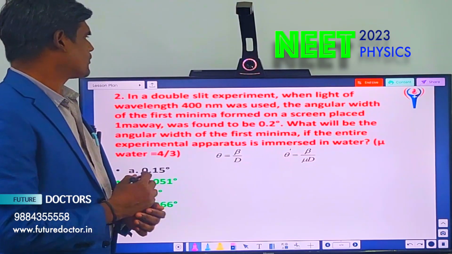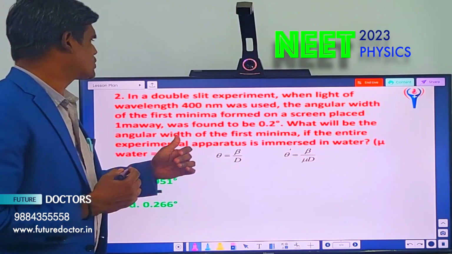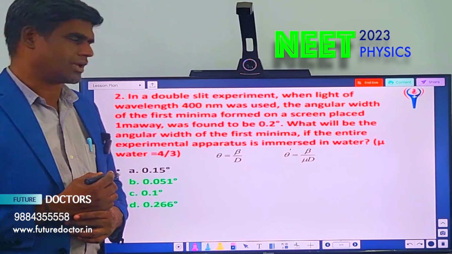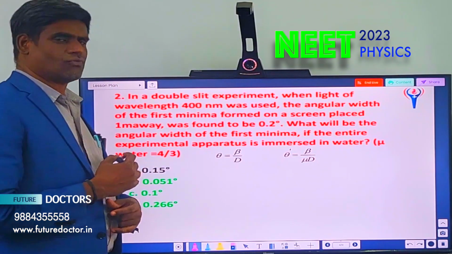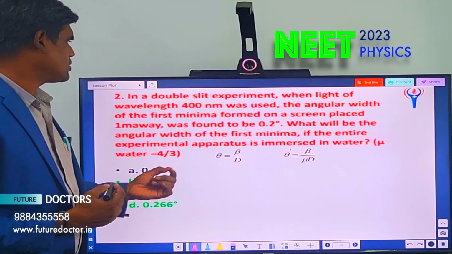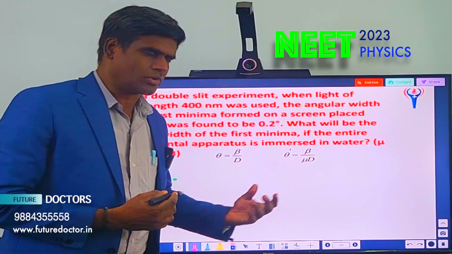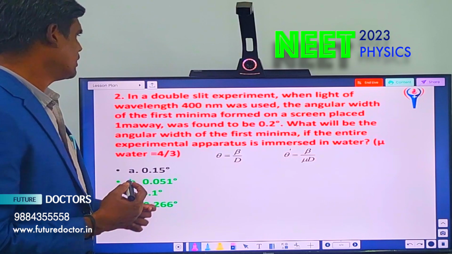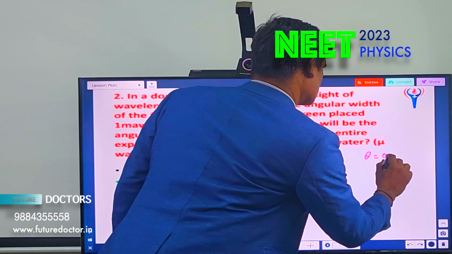In a double slit experiment, when light of wavelength 400 nanometer was used, the angular width of the first minima found on a screen placed 1 meter away was found to be 0.2 degree. What will be the angular width of the first minima if the entire experimental apparatus is immersed in water? Given mu, the refractive index of water, is 4 by 3. The formula is theta equal to beta by d for air medium, and theta dash equal to beta by mu d for water medium. You want to find theta dash, and theta is given as 0.2 degree.